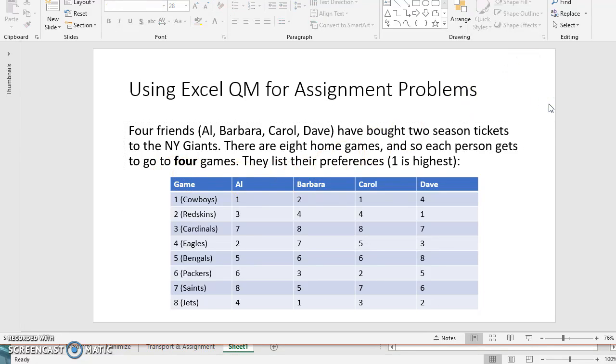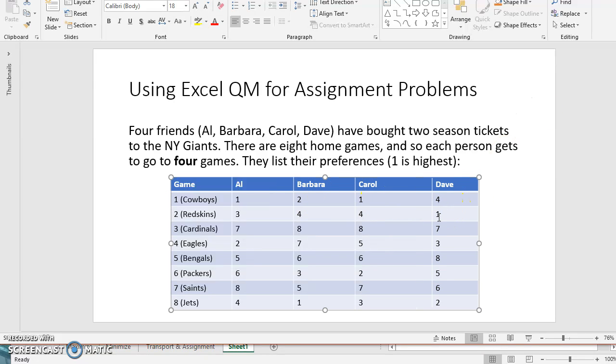And what this is, is a table of preferences. Who wants to go to which game the most? The Cowboys is in high demand. Everyone except for Dave really wants to go to that. And the Cardinals is in fairly low demand. No one really wants to go to that.